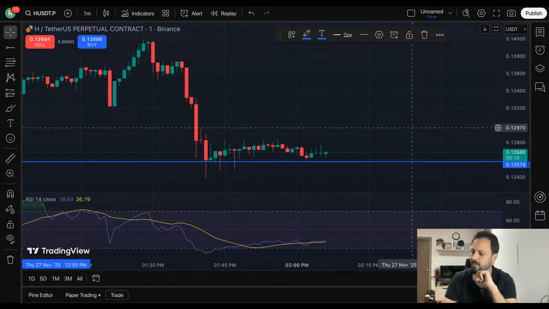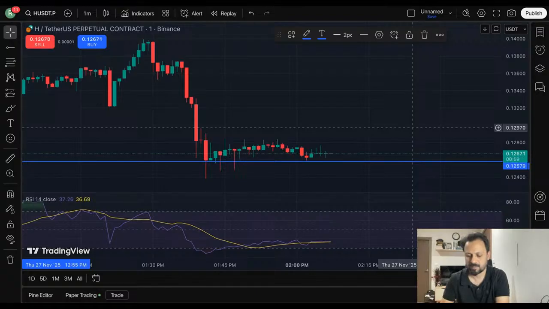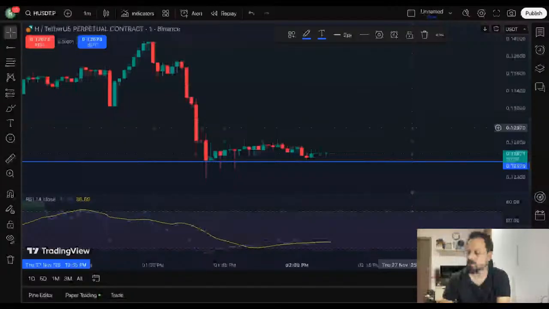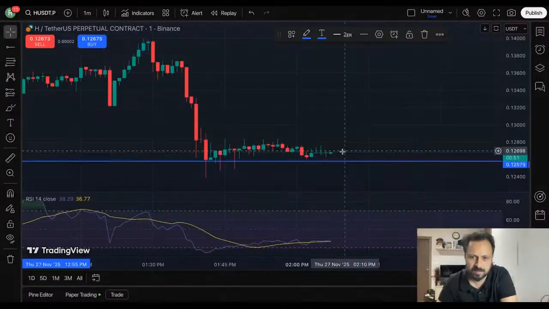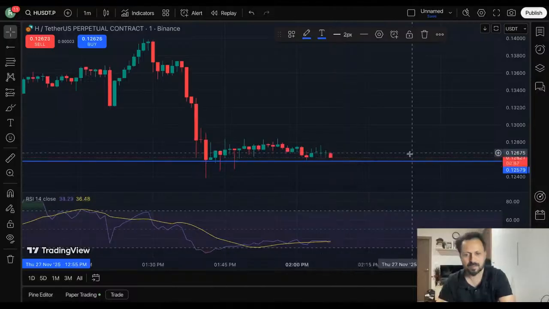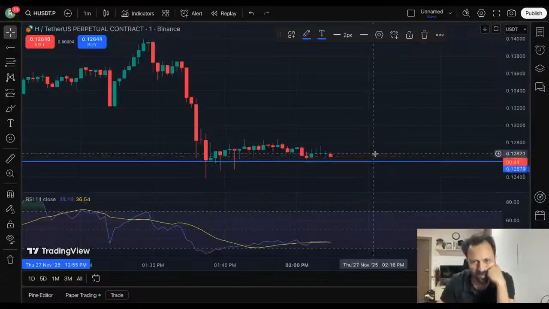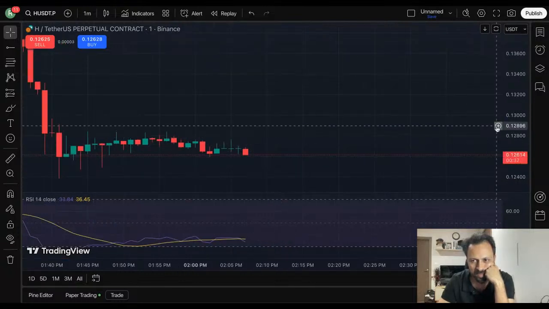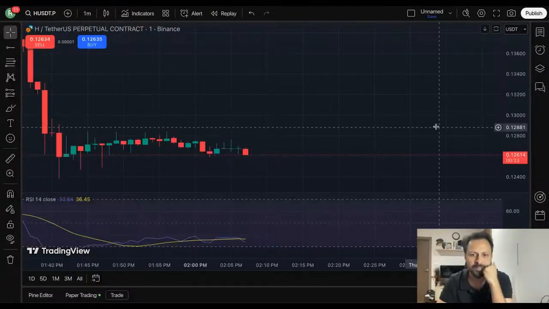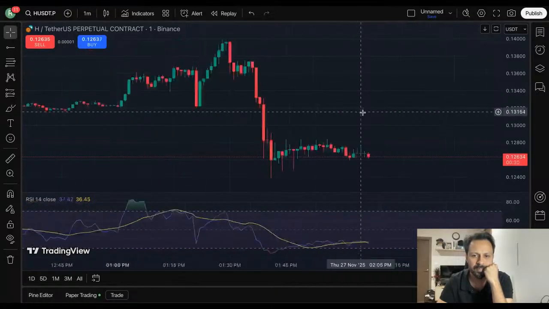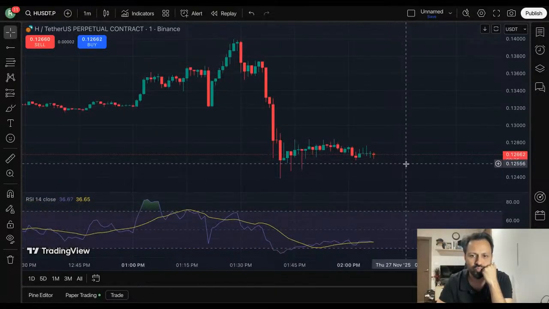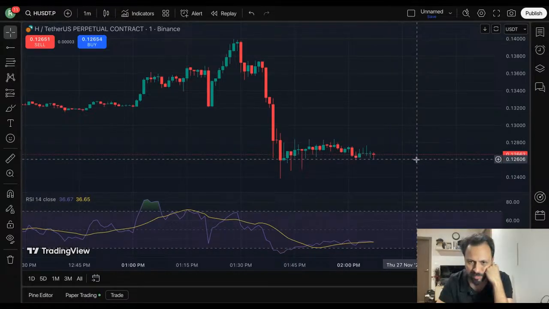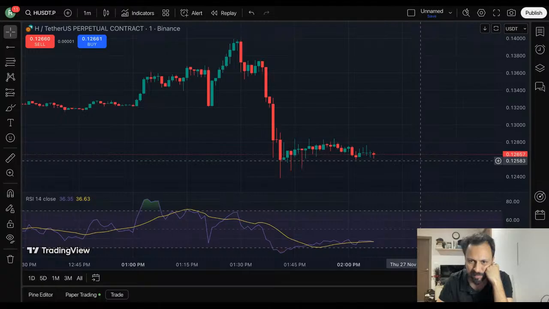Okay, we need to wait for this candle as well. I must say, it shows a very steady movement at this position. It has a very good support here on the 1 minute time frame.